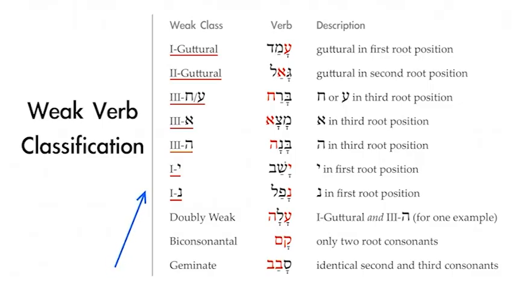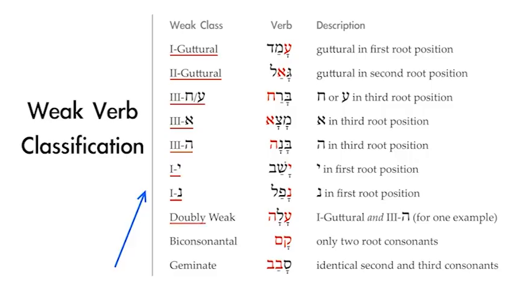So you'll see in each of these examples that we've already underlined the Roman numerals 1, 2, and 3. These Roman numerals identify the position of the weak root letter in the verb itself. So if the weak root letter is first, it's a 1 something verb. If the weak root letter is second, it will have the Roman numeral 2. And if the weak root letter is third, it will have the Roman numeral 3.